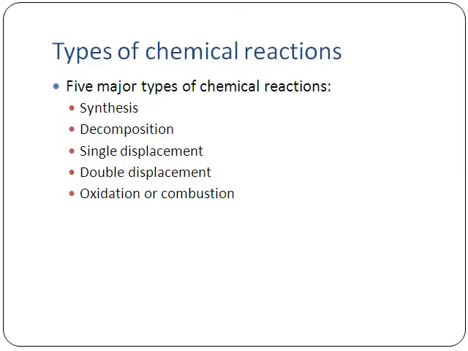There are 5 major types of chemical reactions that we are going to talk about in this unit. They are synthesis, decomposition, single displacement, double displacement, and oxidation or combustion. And the last one, oxidation or combustion, are simply 2 different names for the same type of reaction. I will accept either one.